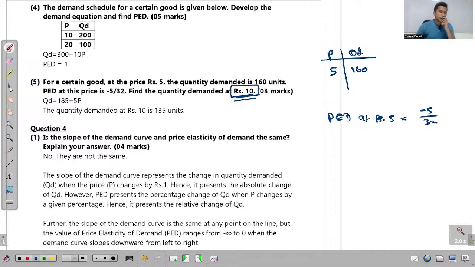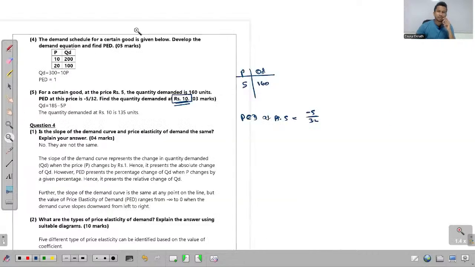Right? So we will first try to calculate the value of A and B in the demand equation. Later on, let's develop the demand equation based on those. And finally, we can find the QD value when the price is 10.